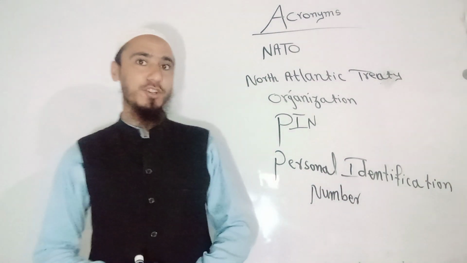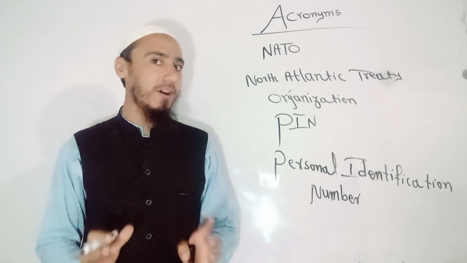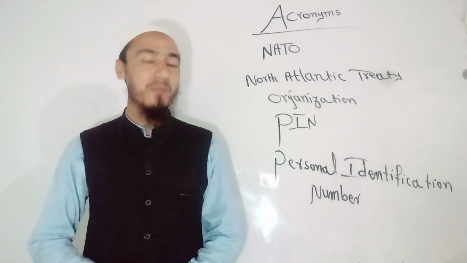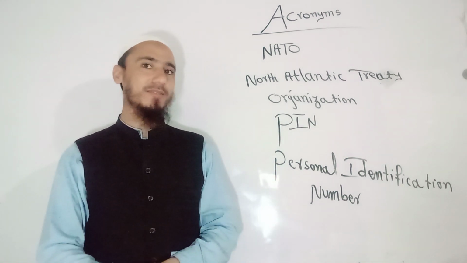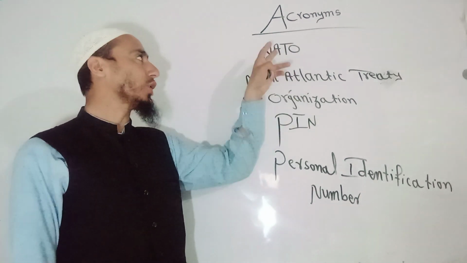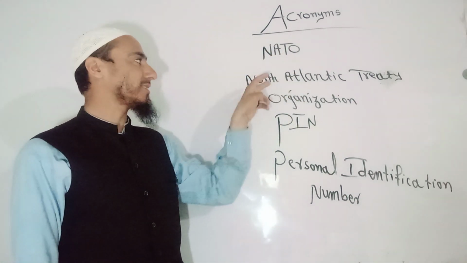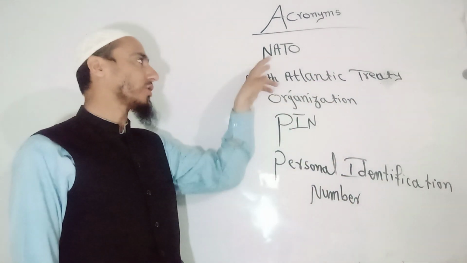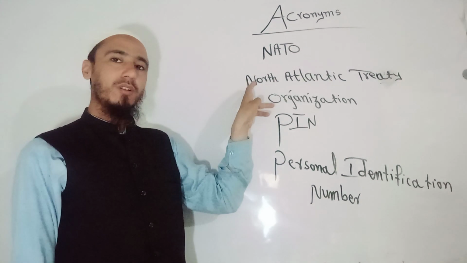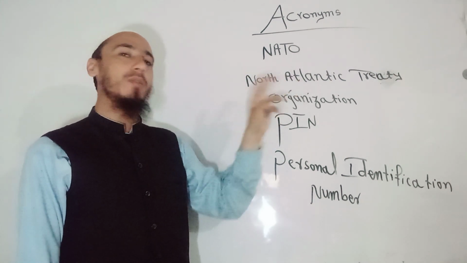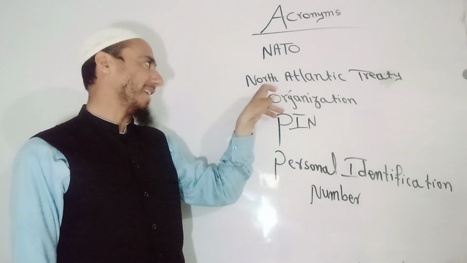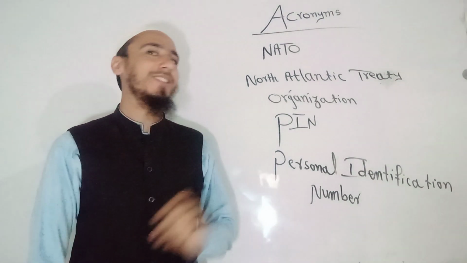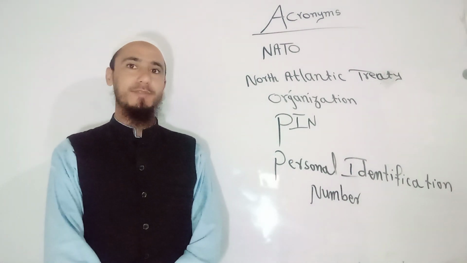Listeners and audience, as I told you, acronyms are formed from the initial letters of a phrase or a group of words or a set of words. And I presented before you two examples. The first one is North Atlantic Treaty Organization. And how was it formed? I selected each letter from each word, like from North N, from Atlantic A, from Treaty T, and from Organization O. This process is known as acronyms.